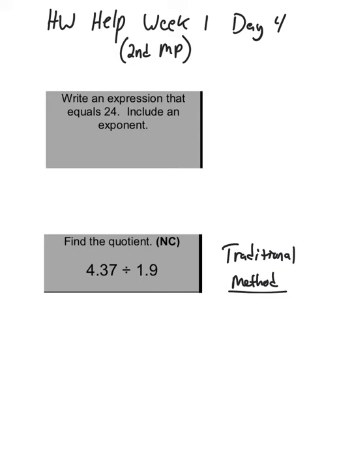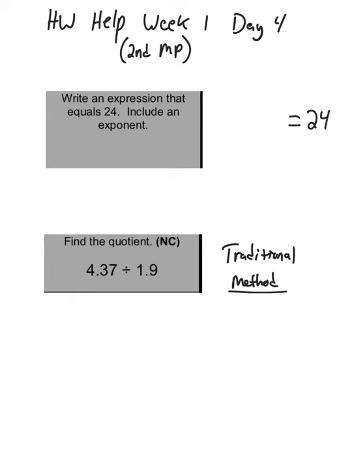So in the first problem, I'm actually doing your second problem on your homework first. It says write an expression that equals 24, include an exponent. So we have to come up with some kind of expression or math problem that equals 24. I can pretty much do anything I want here as long as I have an exponent.